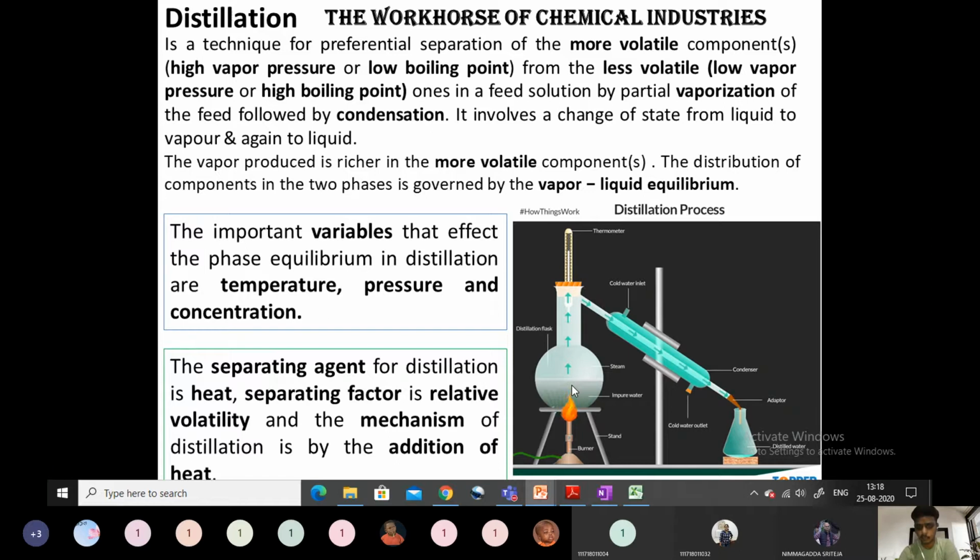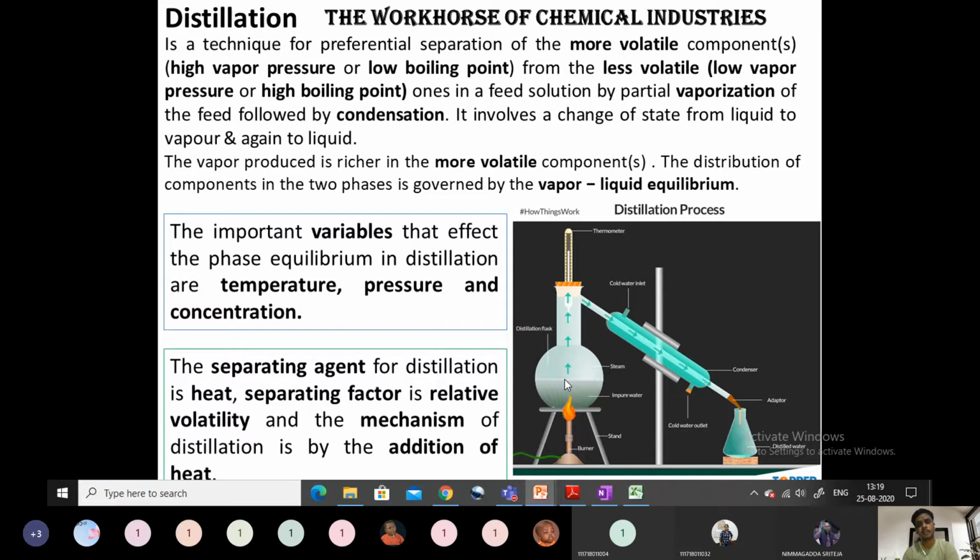The distribution of components, whether more volatile or less volatile, like in this example of methanol plus water, the distribution of methanol and water in both phases. Here two phases are involved: one is the liquid phase and the other is the vapor phase. The distribution of these components in both phases is governed by the vapor liquid equilibria, the vapor liquid relationship between these two phases.